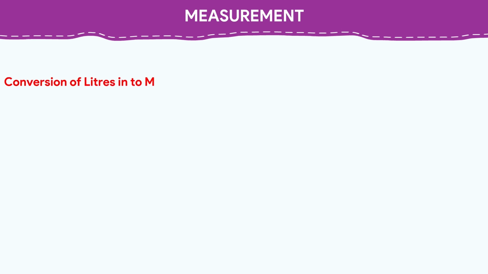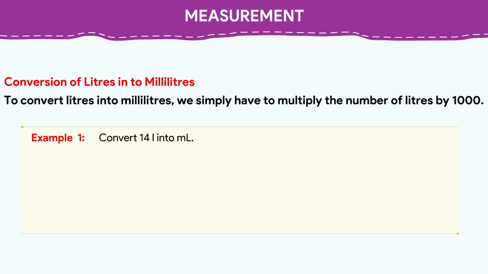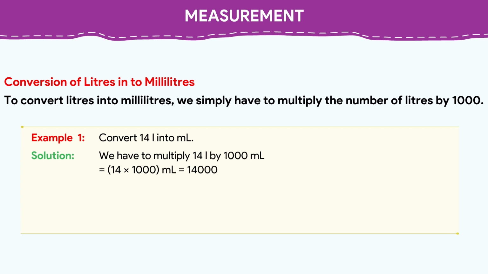1 liter is equal to 1000 ml. Conversion of liters into milliliters. To convert liters into milliliters, we simply have to multiply the number of liters by 1000. Example 1. Convert 14 liters into ml. Solution. We have to multiply 14 liters by 1000 ml, which is equal to 14 times 1000 ml, which is equal to 14,000 ml.